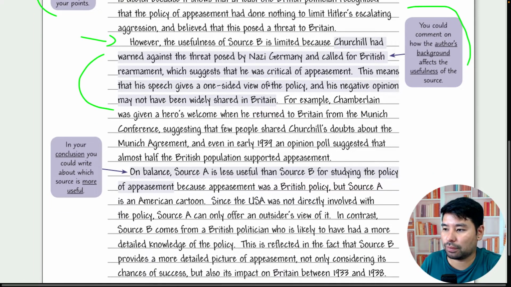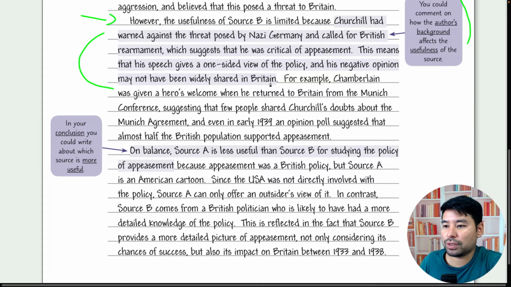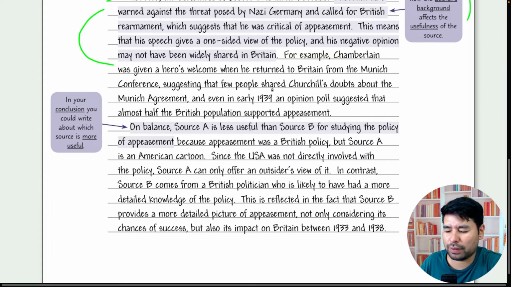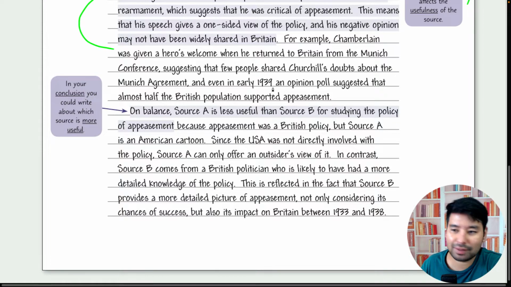For example, Chamberlain was given a hero's welcome when he returned to Britain from the Munich conference, suggesting that few people shared Churchill's doubts about the Munich agreement. And even in early 1939, an opinion poll, which means like a referendum, when you ask people, suggested that almost half the British population supported appeasement. They wanted peace, right? Everybody wants peace, I guess.